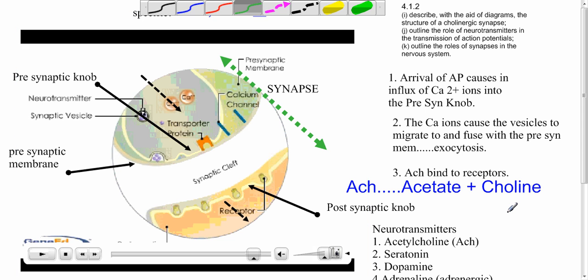A little smiley face to finish with. I hope you've understood that. Oh, he's a bit fat. Never mind. And we're done.